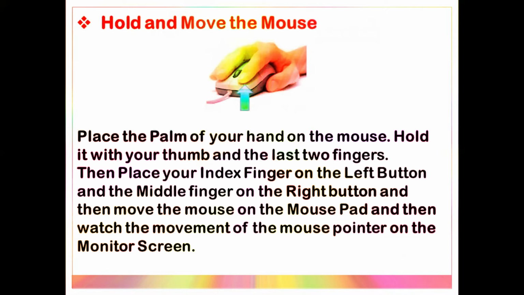Next is holding and moving. We have already seen how to hold the mouse. Moving the mouse on the mouse pad is done the same way we have held it. The placement of all the fingers should be exactly the same as we have learned. Only now, for moving it, we need to move the mouse on the mouse pad. Once we start moving the mouse, we can see the result by seeing the pointing device being moved on the screen of the monitor.